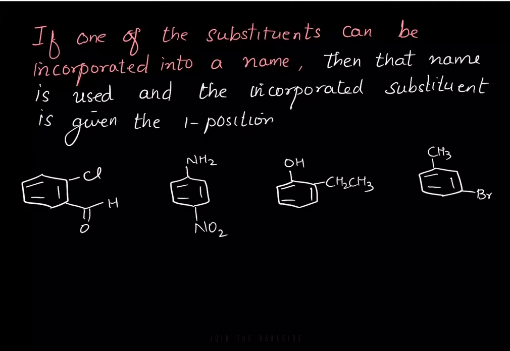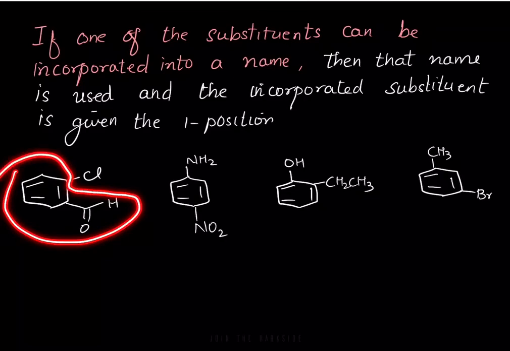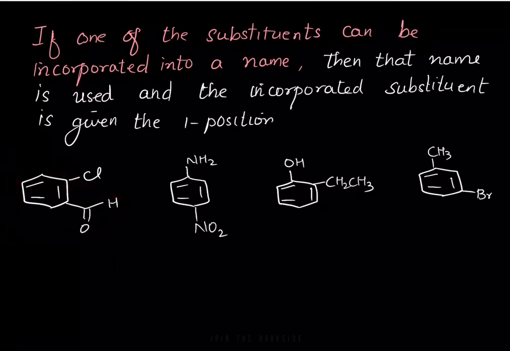Next, if one of the substituents can be incorporated into a name, then that name is used, and the incorporated substituent is given position 1. Okay, so in this structure right here, we know that this part of the molecule is actually called benzaldehyde. So by default, this carbon right here is assigned number 1. And therefore this should be number 2. The chlorine should be at position number 2. So the name for this compound is 2-chlorobenzaldehyde.